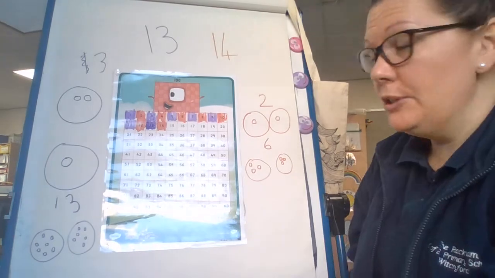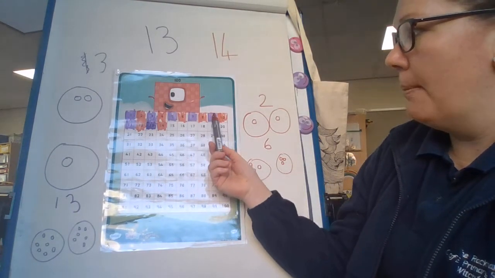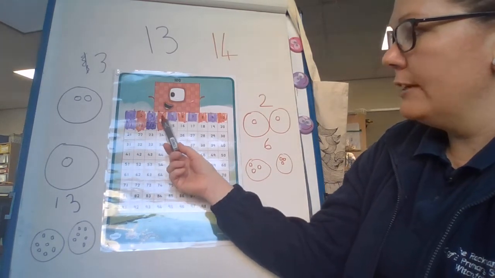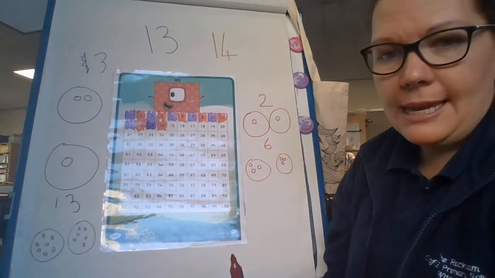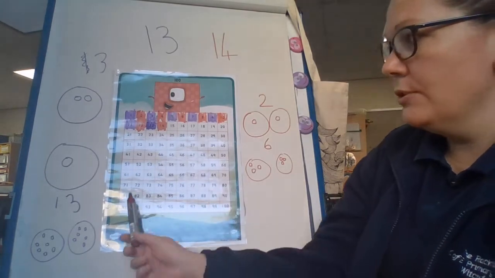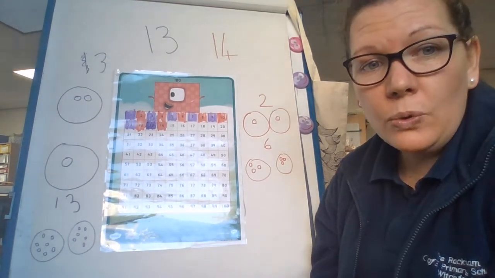Okay, so what I want you to do today is I want you to have a go. I want you to see if you can find all the odd numbers and colour them in the same colour. And then I want you to find all the even numbers to see if you can find them and colour them in the same colour. And maybe you want to challenge yourself and fill in your whole 100 square to see if you can find all the odd numbers and all the even numbers.